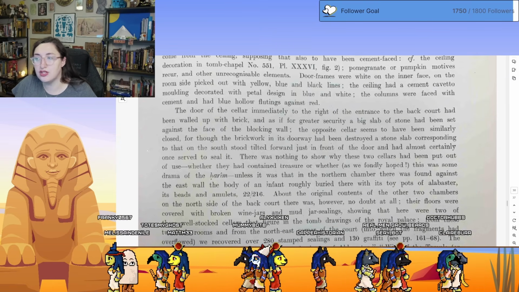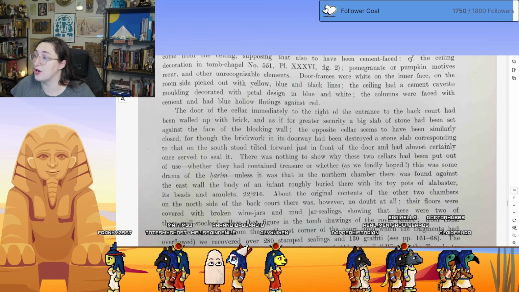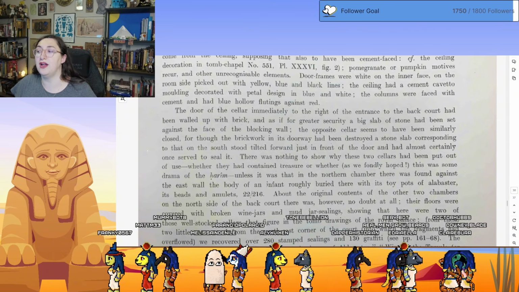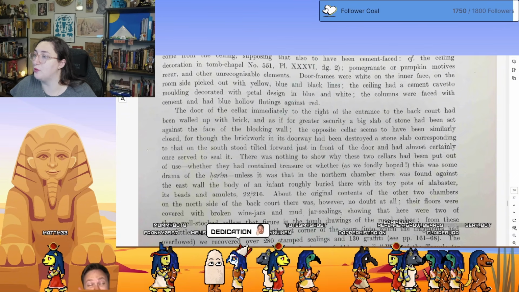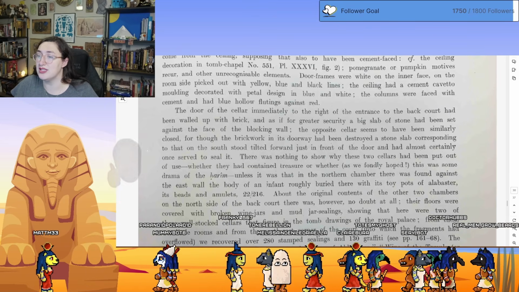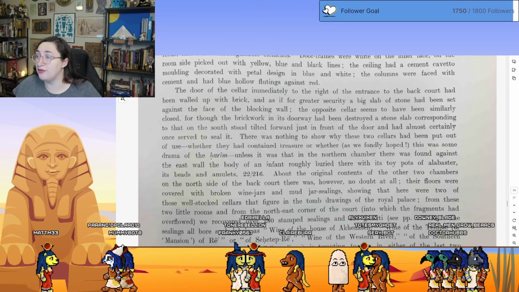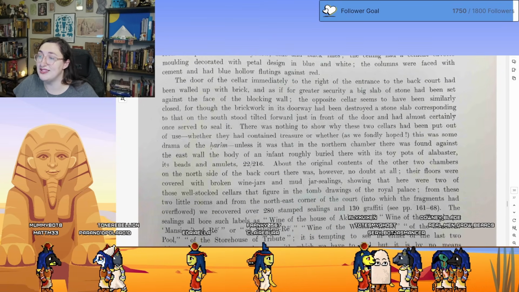There was nothing to show why these two cellars had been put out of use, whether they had contained treasure or whether, as we fondly hoped, this was some drama of the harem, unless it was that in the northern chamber there was found against the eastern wall the body of an infant, roughly buried there with its toy pots of alabaster, its beads and amulets.